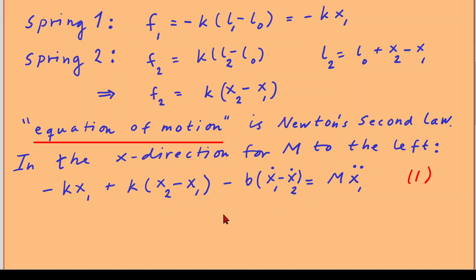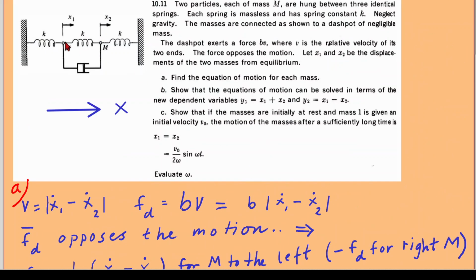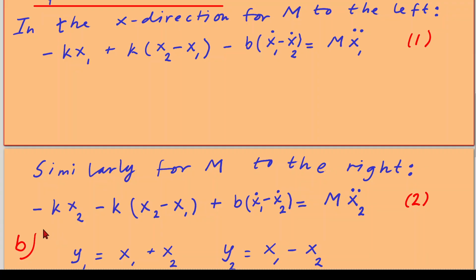And the sum of the forces in the x direction should be mass times acceleration in the x direction. So here is the first equation of motion. For what? For this mass. And a similar reasoning for the second mass will lead to a similar equation, like this, equation 2.